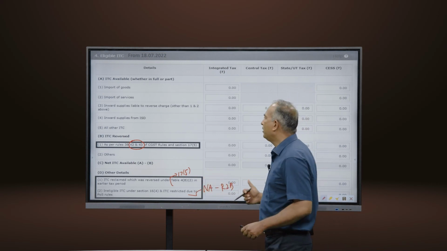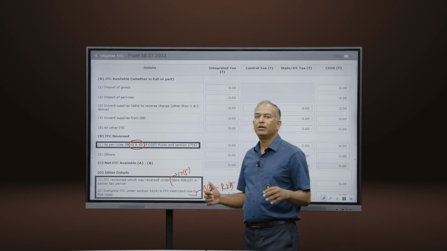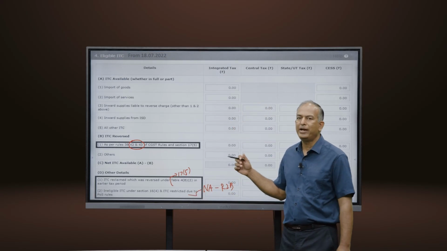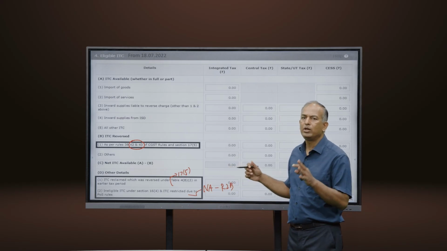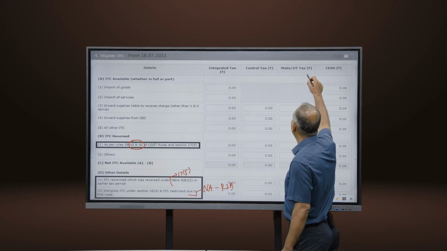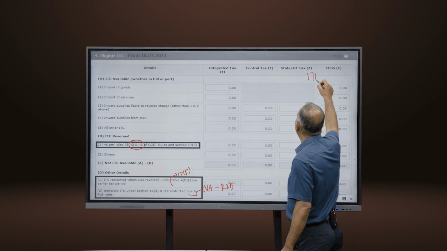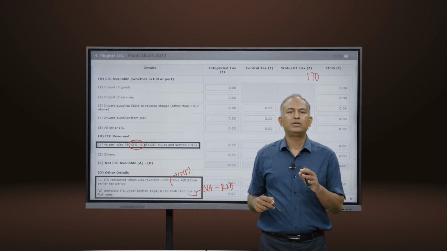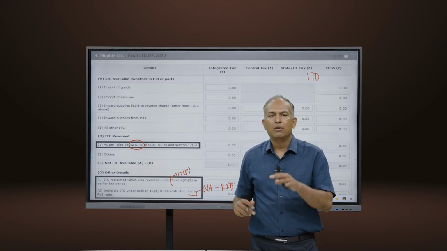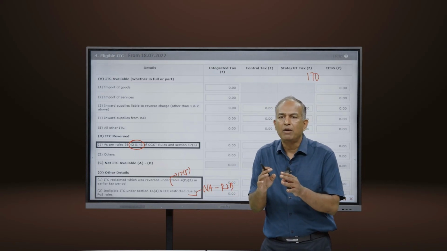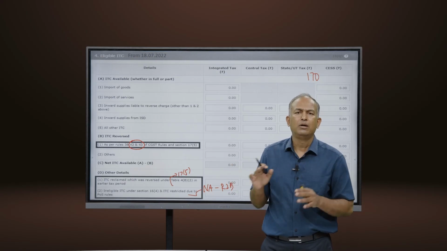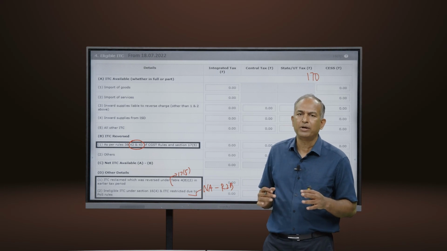Now, look at it from this perspective. When you look at it from 18/7/2022, you will keep in mind that there is a circular which has been issued, circular number 170. You will read circular number 170 to understand more in detail, or if you have any doubts beyond what I am explaining, it is very clearly spelled out in circular 170 with an example also. An illustration is also provided.